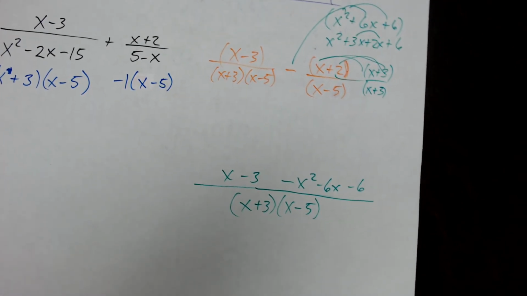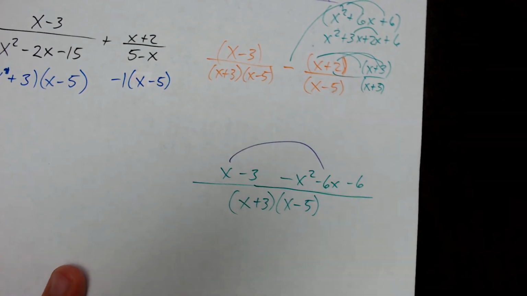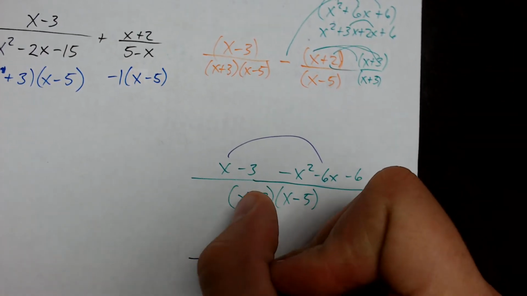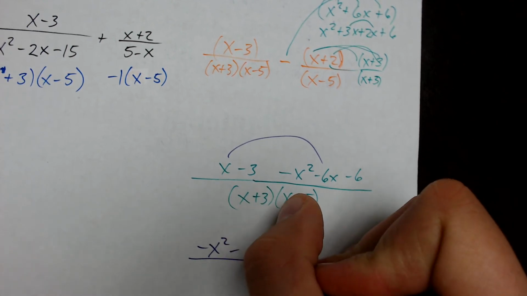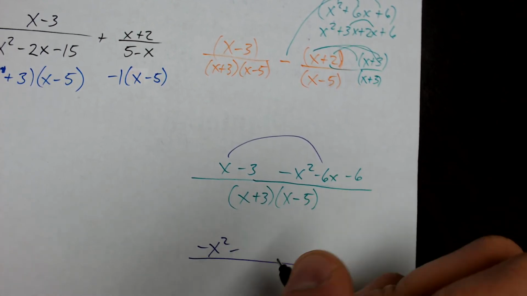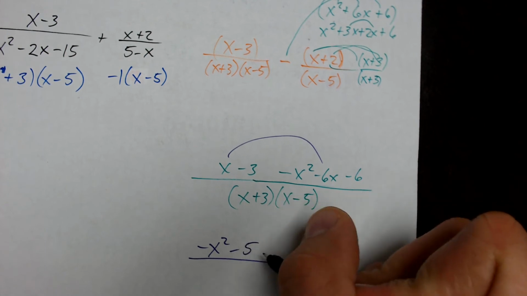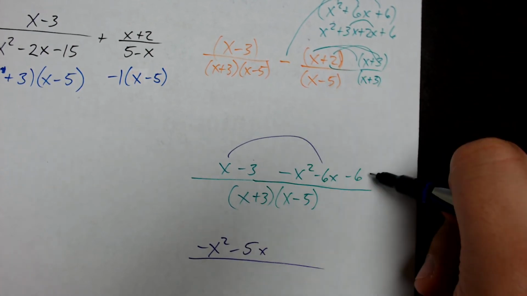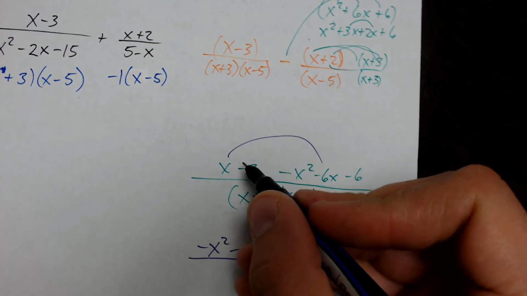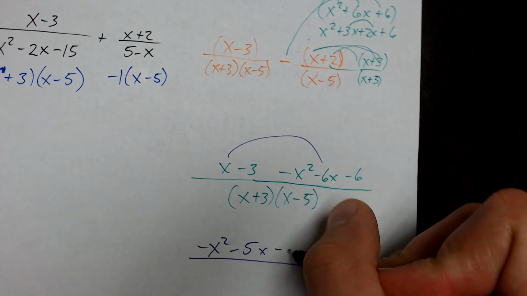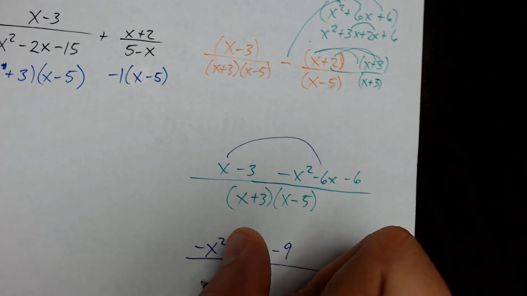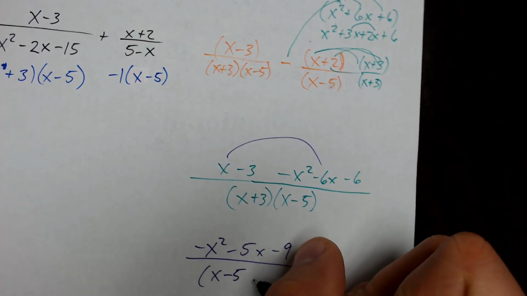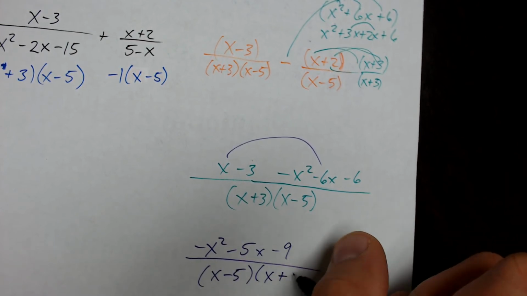So like terms are going to be x and negative 6x. The numerator is going to start off with negative x squared. That one's not going to change. X minus 6x is going to become negative 5x. And then 3 minus 9 is going to become, negative 3 minus 6 is going to become negative 9. And then our denominator is going to become x minus 5, parentheses, x plus 3.